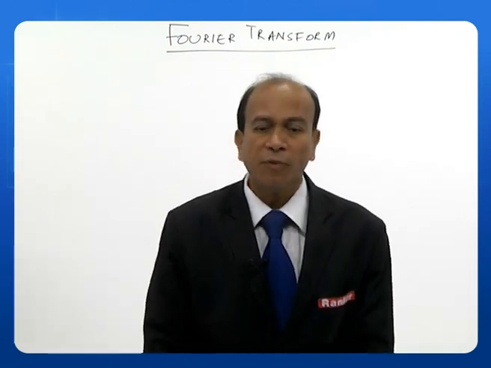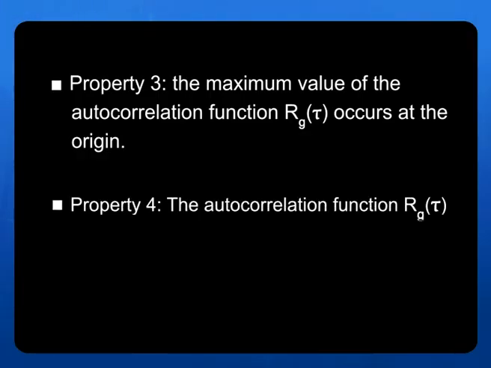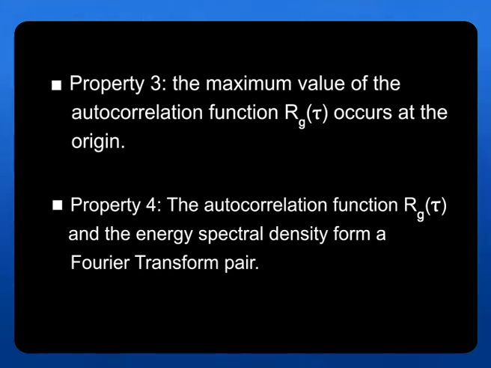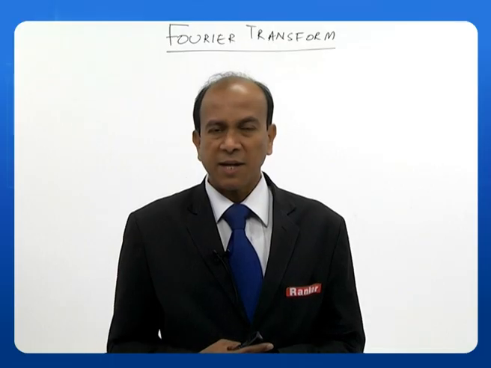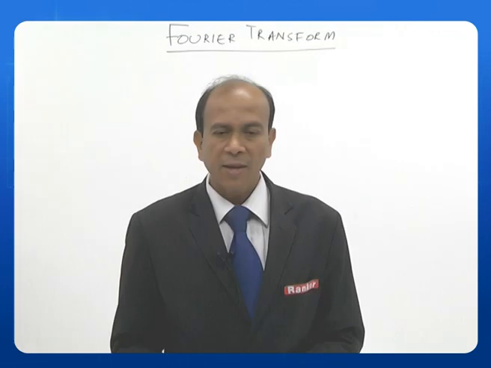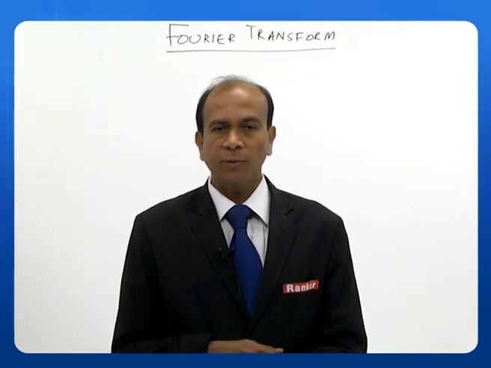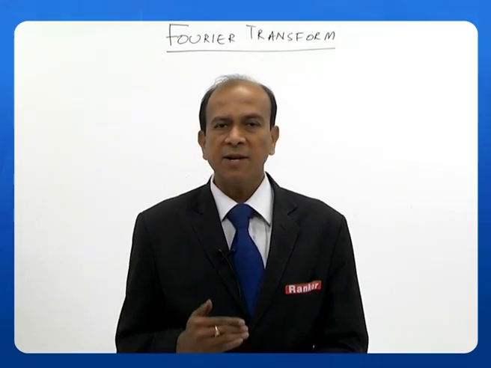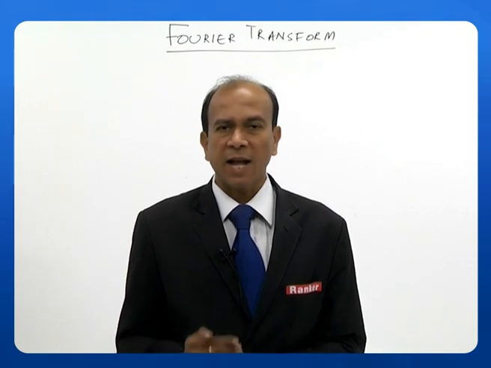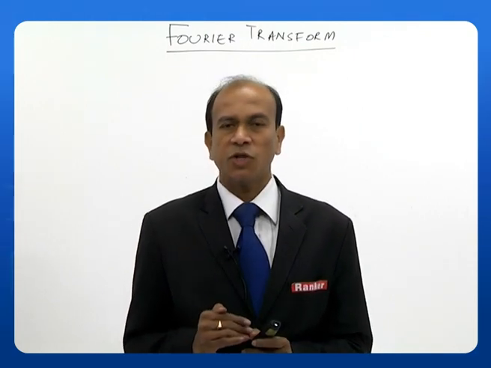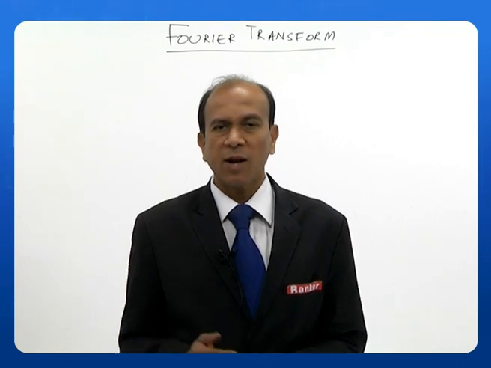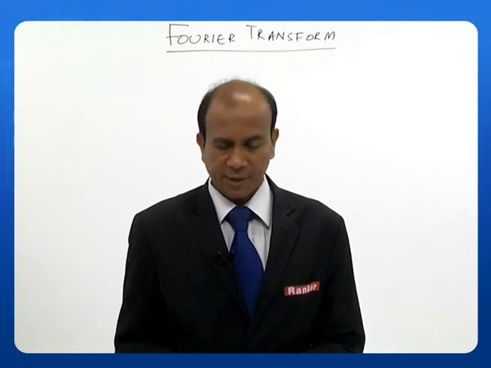Let us see property 4. The autocorrelation function Rg of tau and the energy spectral density form a Fourier transform pair. That is, the autocorrelation function Rg of tau will have a Fourier transform pair in the form of the energy spectral density. These two form a Fourier transform pair. Now, let us look at the autocorrelation function of power signals.